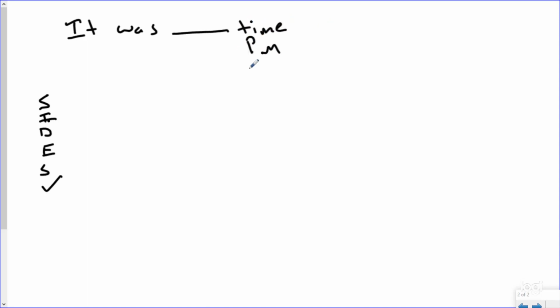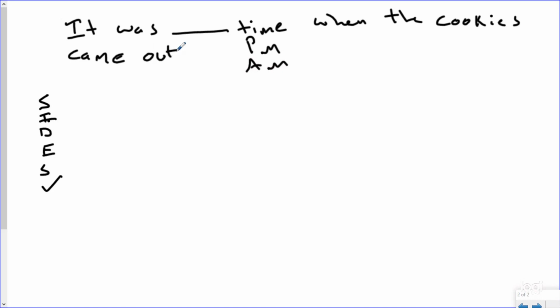As always, you know we love our sides check strategy here on Quarantine Math. So let's get right with it with our statement. Our statement is going to say it was blank, and then this is going to be a time, but this is either going to be probably PM or AM, right? So it was blank time when the cookies came out of the oven, right? So I'm just going to leave it right there.